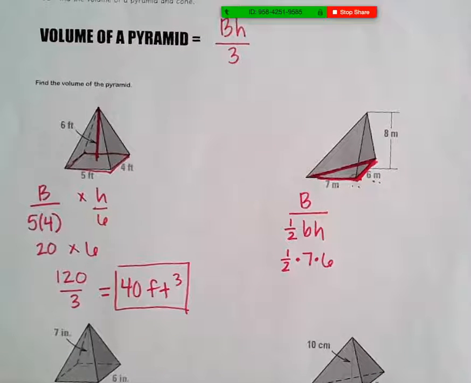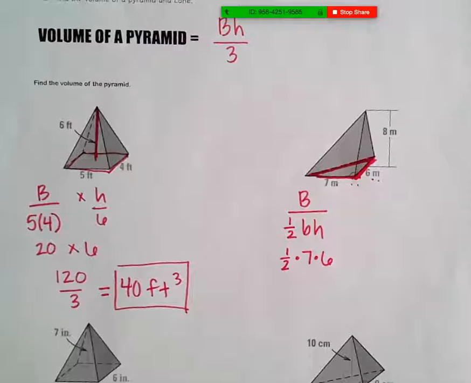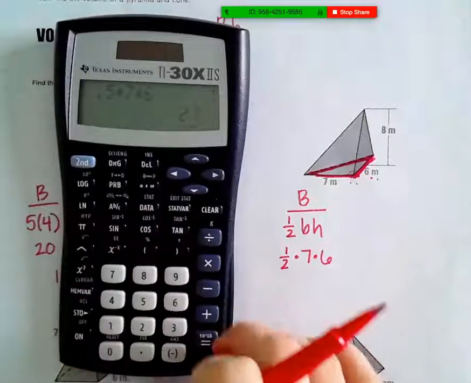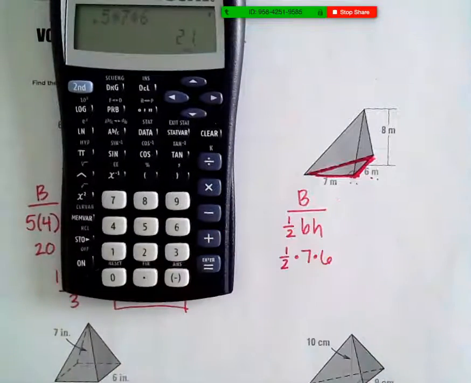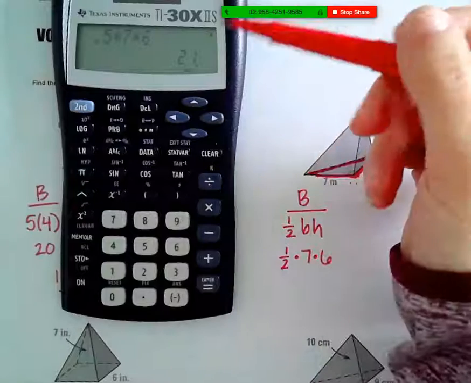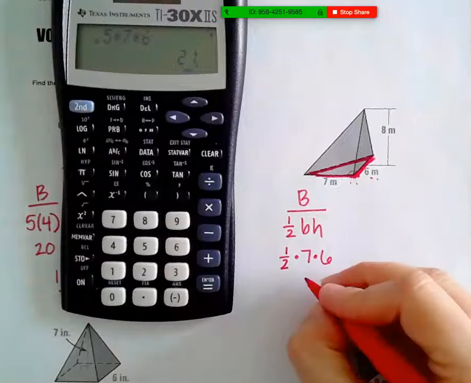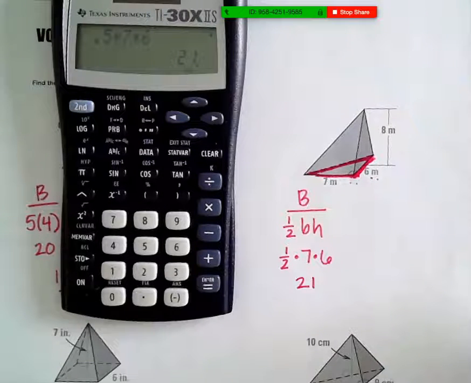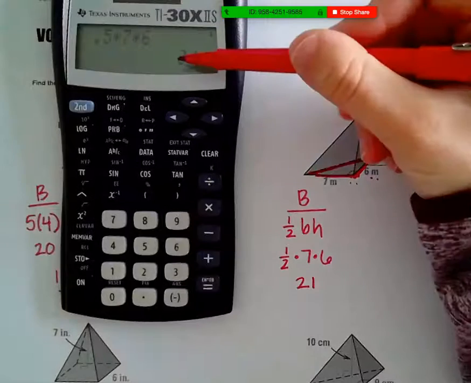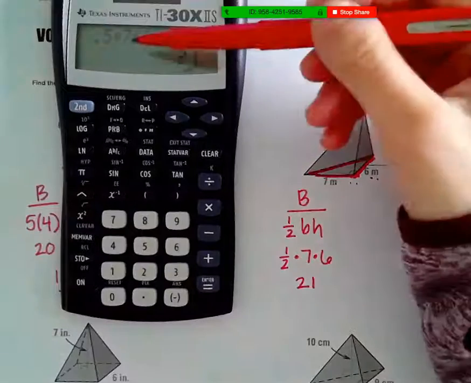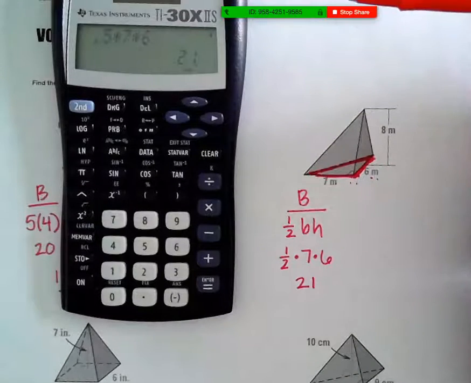I got 21. Did anyone else get 21? I got 84. I'm not sure what I did. Did you do 0.5 times 7 times 6? Yeah, I got 21. Good job. Did you maybe type something in funny? Well, let's do it this way. What's half of 6? 3. 3, and what's 3 times 7?